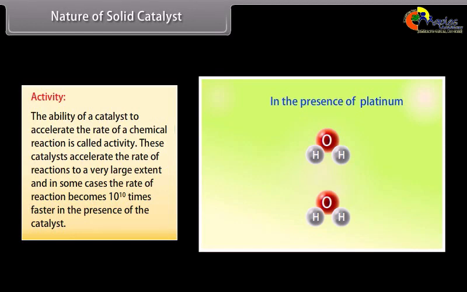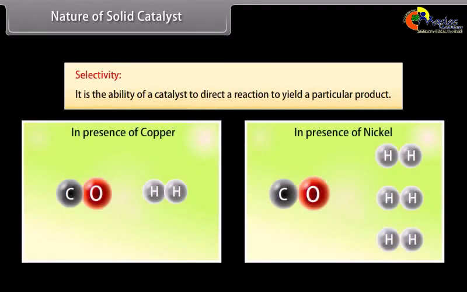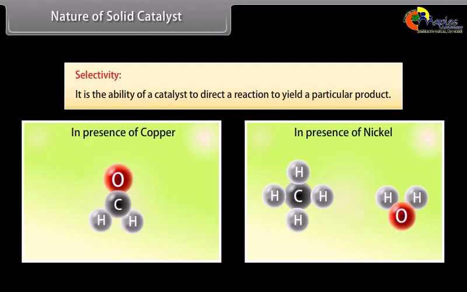For example, a mixture of pure H2 and O2 does not react, but in presence of catalyst platinum, they combine to form water and the reaction takes place with explosive violence. Selectivity: it is the ability of a catalyst to direct a reaction to yield a particular product. For example, carbon monoxide and hydrogen react to give different products in presence of different catalysts.